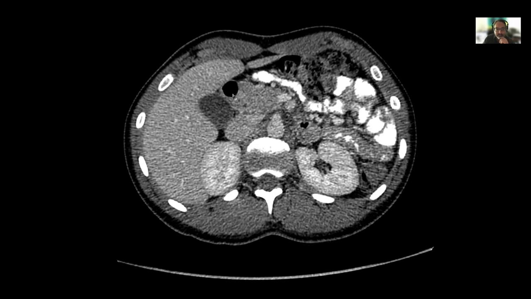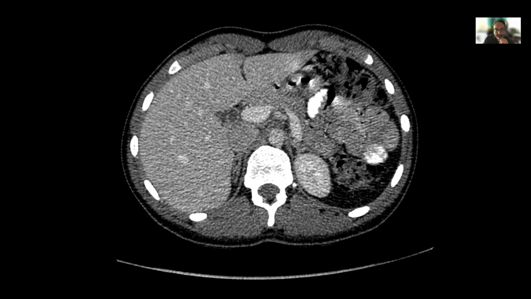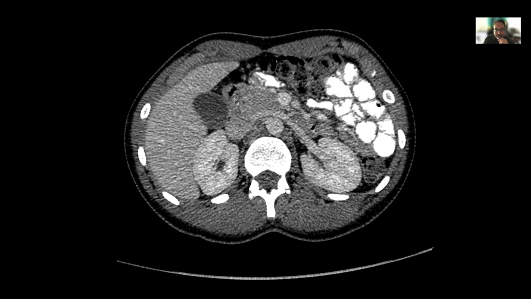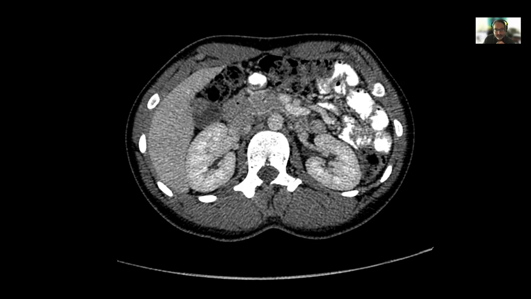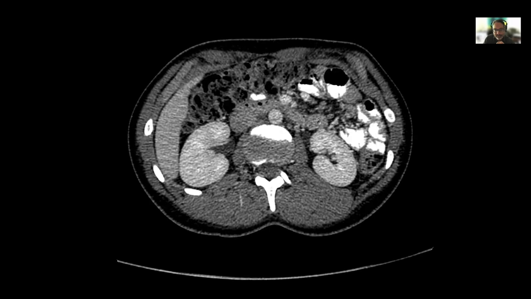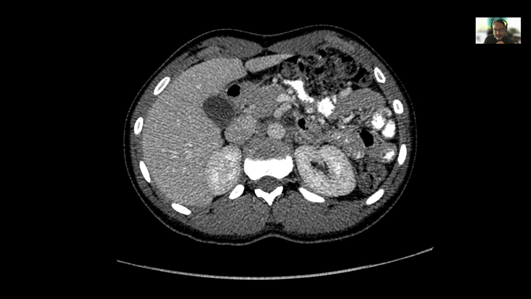Now, as we go inferiorly, the duodenum will start moving posteriorly. There it is. Now, as we go inferiorly, that's still the duodenum over there. And it moves slightly to the side over there. And then I'll move up. It's hard. You can end up losing it.